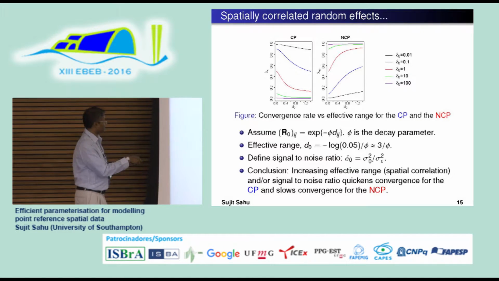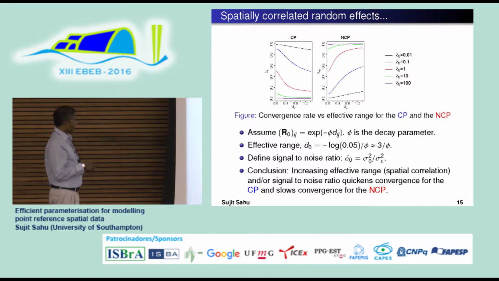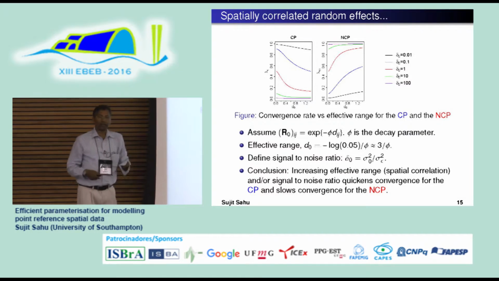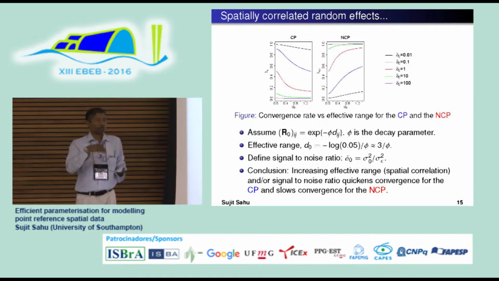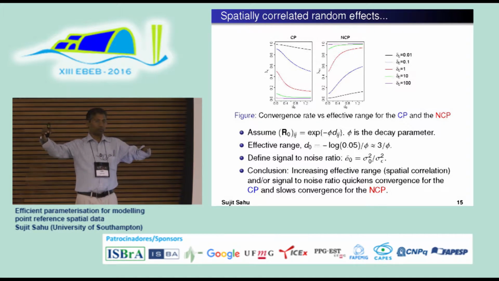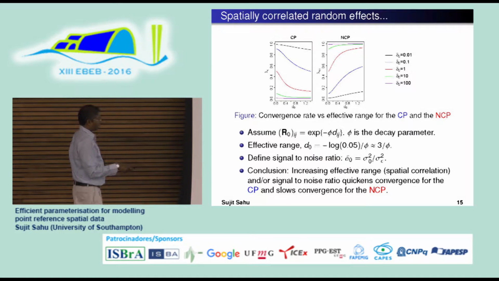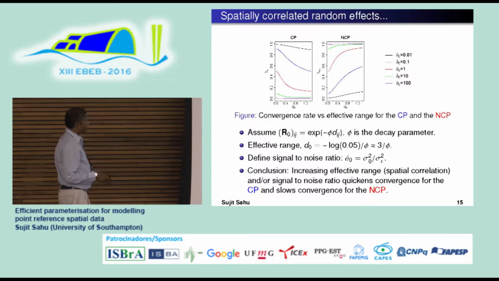D is distance, dij is the distance between points. So there is a concept, effective range, which is basically when this correlation is approximately equal to 0. But we can't have 0, so we approximate that to be 0.05, and then this effective range is 3/φ. So beyond the effective range, two random variables will be uncorrelated. That's the interpretation. So define signal to noise ratio, δ0 is σ0² over σ²ε.